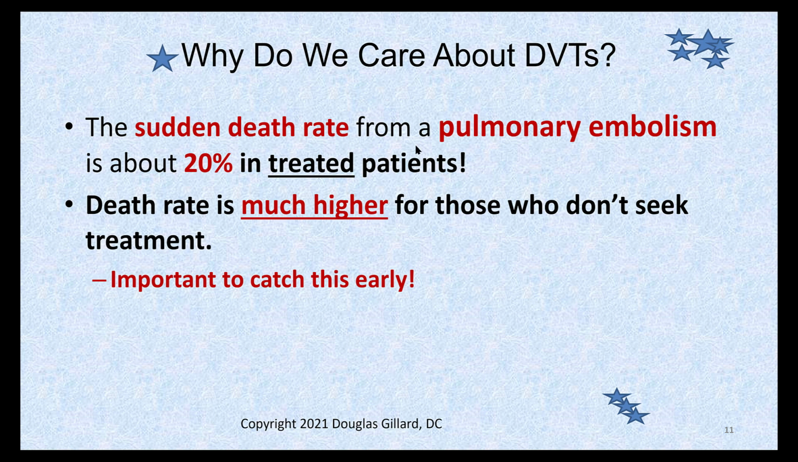The death rate from a pulmonary embolism, so if the thrombus breaks loose and a big chunk of blood flows downstream, we said, which happens, if you make it to the hospital and get treated, there's still a 20% death rate from pulmonary embolism. So that's a very, very dangerous condition.